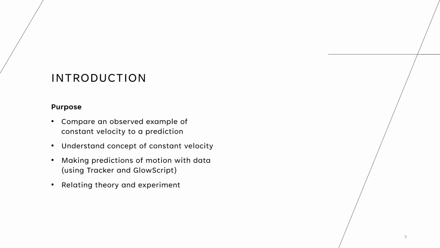The purpose of this experiment is to compare an observed example of constant velocity to a prediction through the experiment that I'm going to show you later on in the lab report. This is going to allow us to understand the concept of constant velocity to a better extent, and also familiarize ourselves with tools such as Tracker and GlowScript, and in general help us to relate theory with experiments.